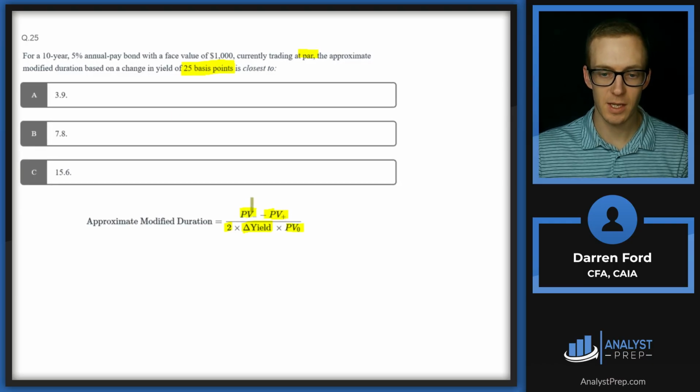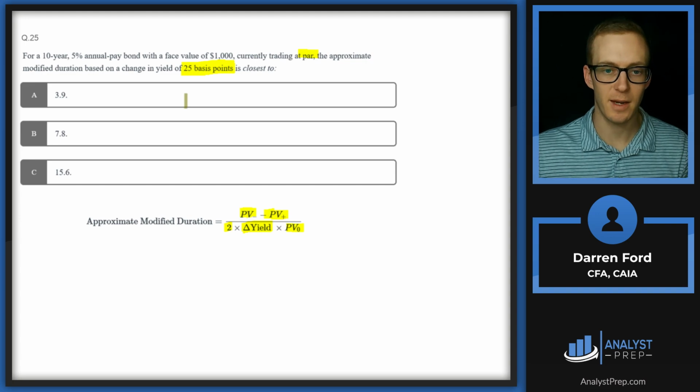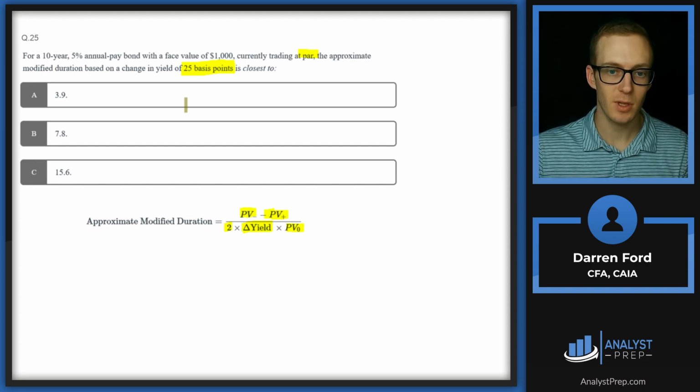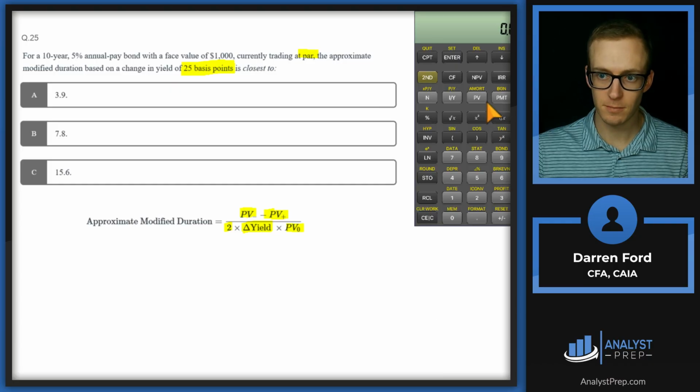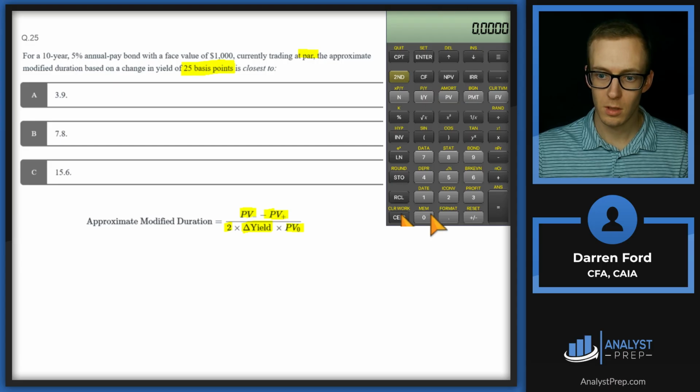So PV minus is the price of this bond if we subtract 25 basis points from the yield. And then PV plus is the price if we increase the yield by 25 basis points. So what we're going to do here is pull up our calculator and plug in these numbers to calculate the price of the bond under these two scenarios, and then we'll plug those numbers in.